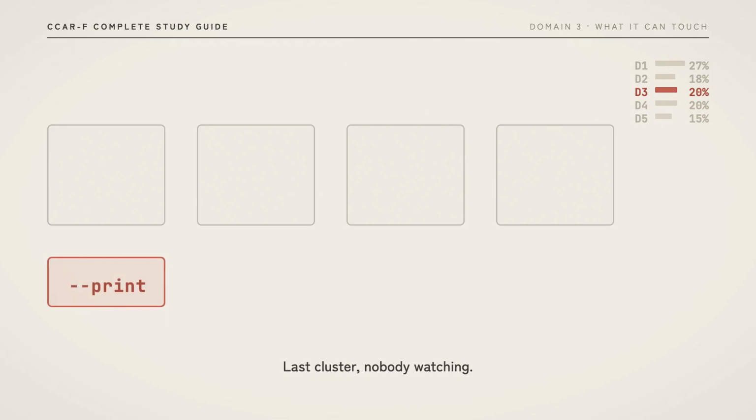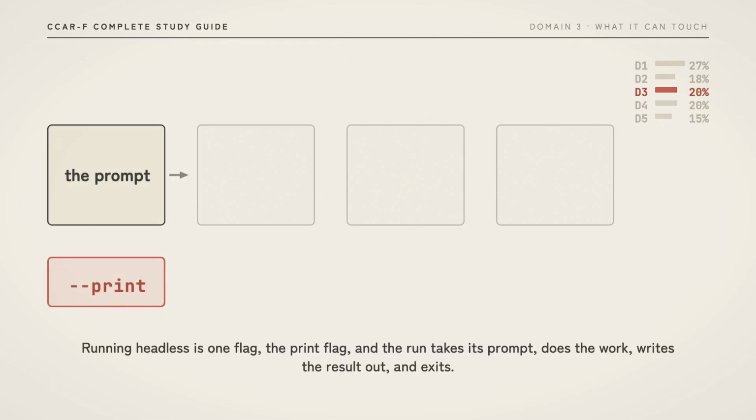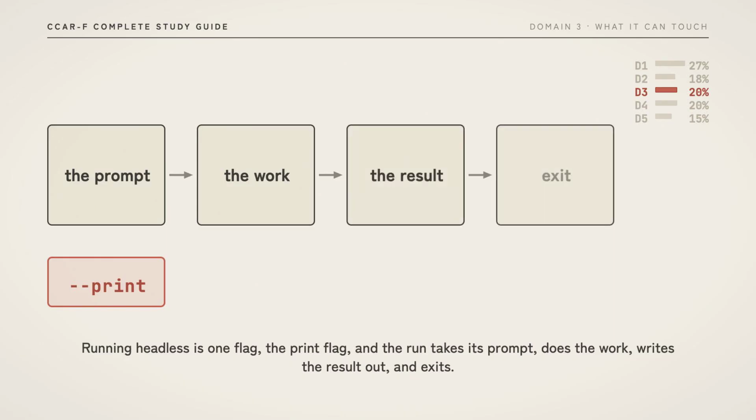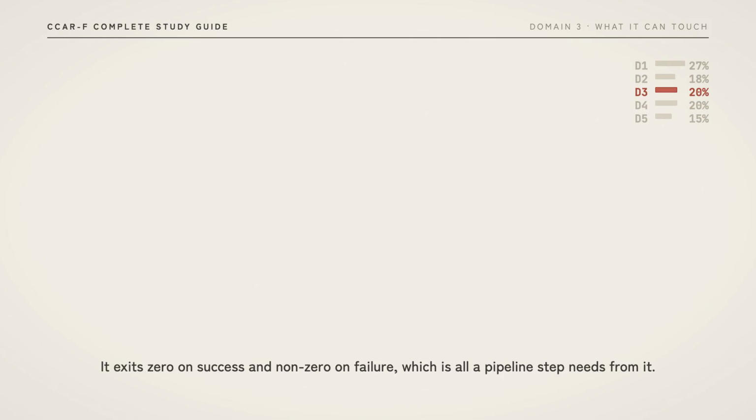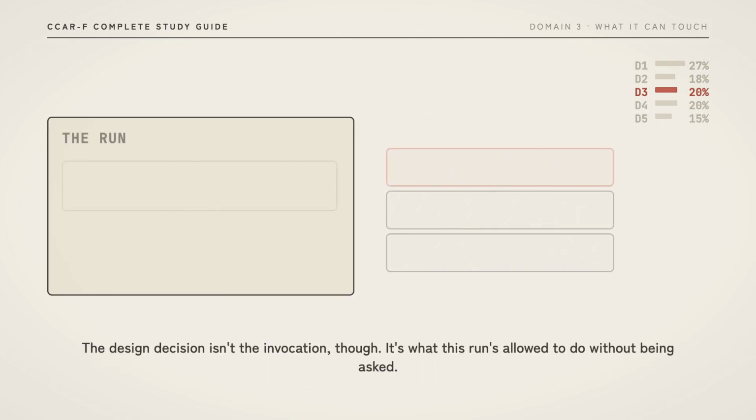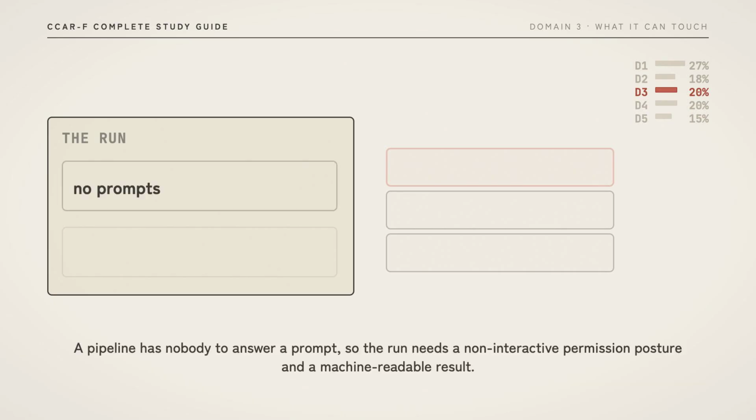Last cluster, nobody watching. Running headless is one flag. The print flag and the run takes its prompt, does the work, writes the result out and exits. It exits 0 on success and non-zero on failure, which is all a pipeline step needs from it. The design decision isn't the invocation though, it's what this run's allowed to do without being asked. A pipeline has nobody to answer a prompt, so the run needs a non-interactive permission posture and a machine-readable result.